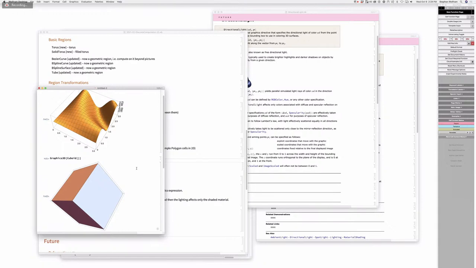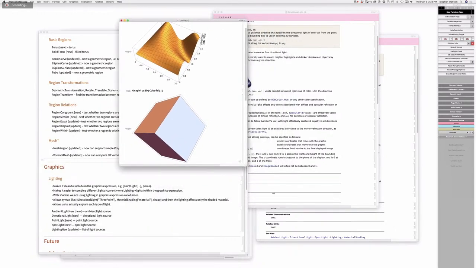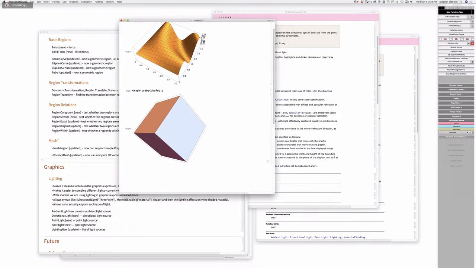Is that correct? Charles, Roger? Yes, that's correct for the default light. And okay, fine. Yeah. Okay, so are you hiding something here? I mean, what happens for these lights?